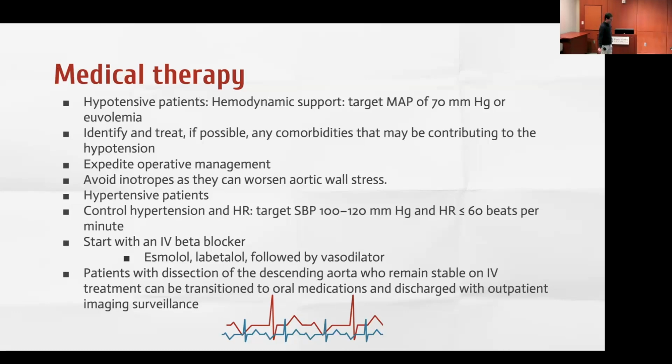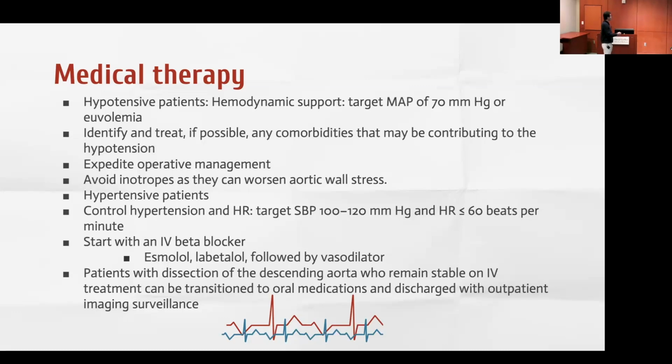Medical therapy. For these hypotensive patients, we need to maintain a mean arterial blood pressure of 70 millimeters of mercury, or euvolemia. That could be through IV fluids or through vasopressor support, norepinephrine. We do not want to give these patients inotropes. Inotropes will increase the stress on the heart, especially the left ventricle, and because of the increased force from the left ventricle, can cause the aortic wall to rupture even worse.